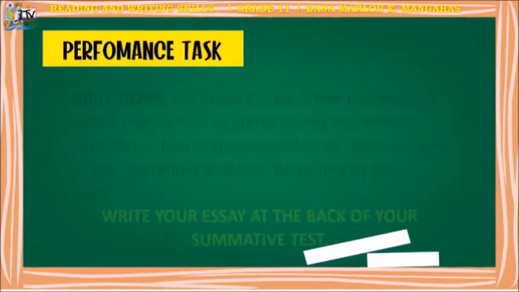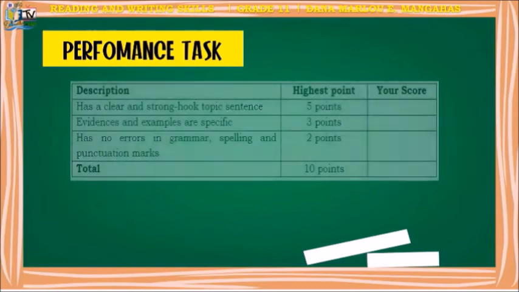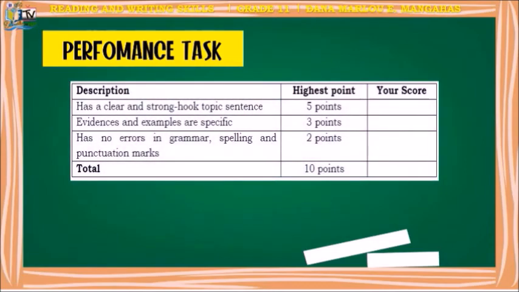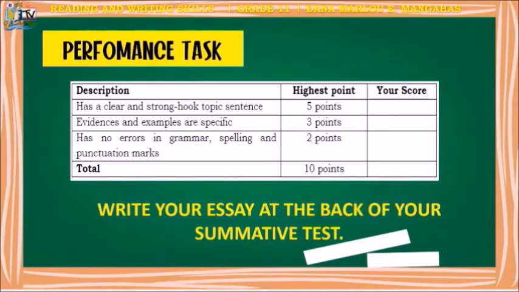For your performance tasks, list down the top 3 problems of senior high school students during this time of pandemic. Then, propose possible solutions to each of your identified problems. Be guided as well by the rubric flashed on the screen. Write your essay at the back of your summative test paper.